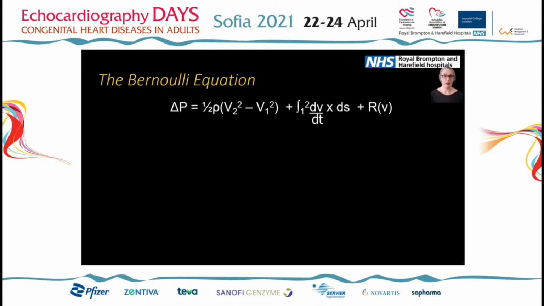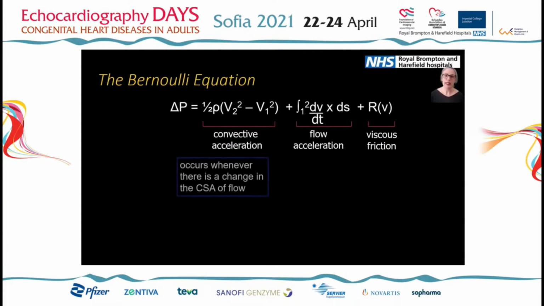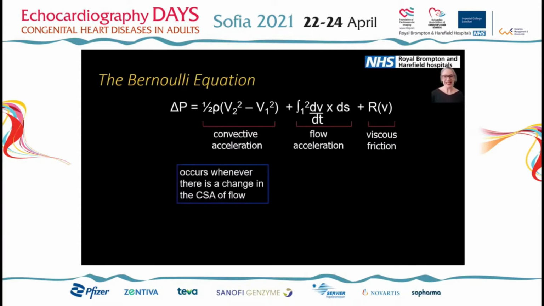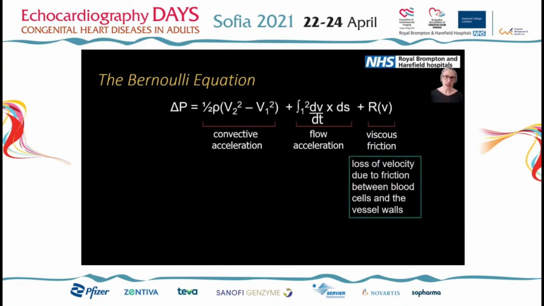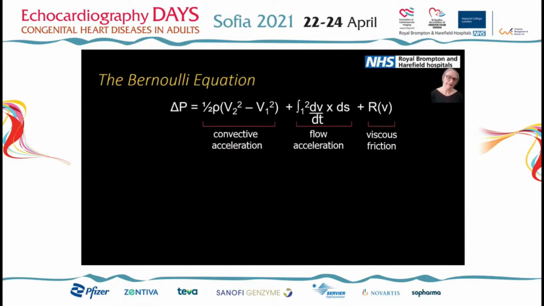The Bernoulli equation is actually quite complex, and in most parts of cardiology, we can ignore lots of these different elements. Convective acceleration, though, is actually really important. And when we're assessing valvular lesions, we are measuring essentially the convective acceleration. So this occurs whenever there is a change in the cross-sectional area of flow. Flow acceleration generally in echo we tend to ignore, and viscous friction only becomes relevant, not so much intracardiac, but if we're talking about things that we see in congenital imaging, like BT shunts or long tubular narrowings, even coarctation, this can come into play.